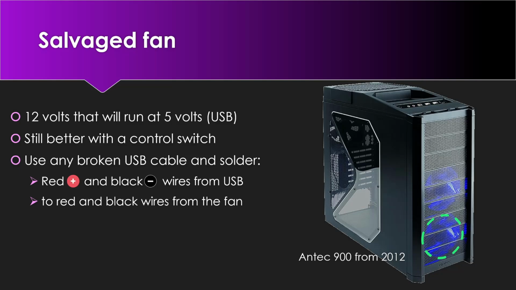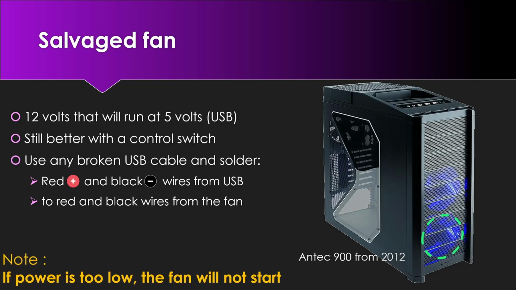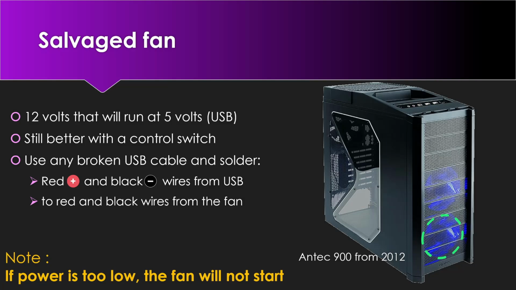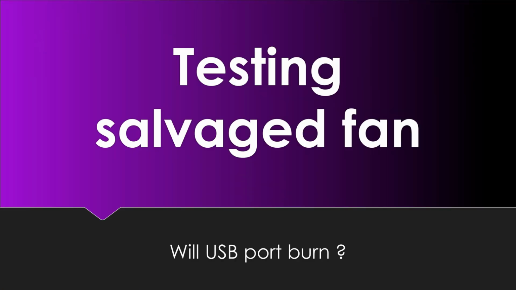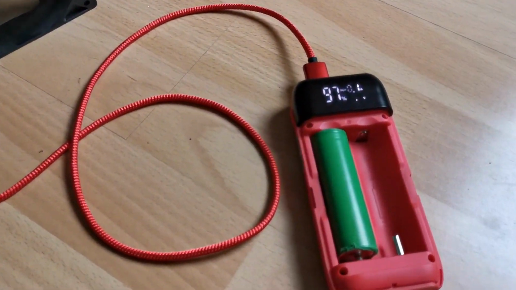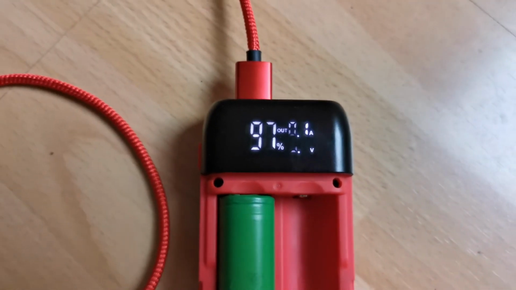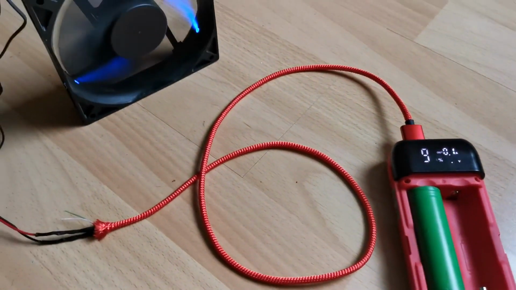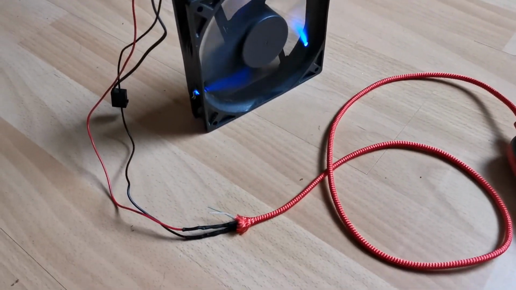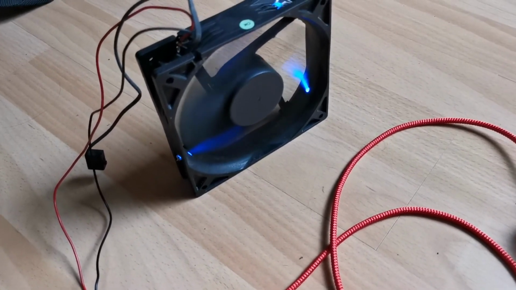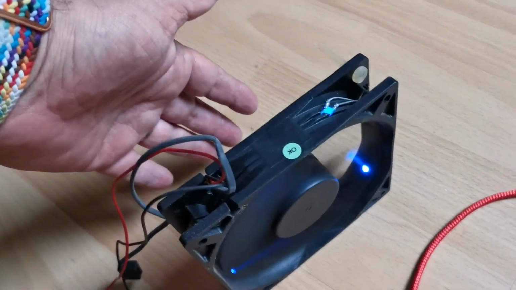So next, you need a broken USB cable, and you will solder the red and the black wires to the red and black wire from the fan. It's easy. Remember, if power is really too low, the fan will not start, so you must have at least some power for it to start. Let's try this. I connected it to a power bank, and as you can see, it's just about 0.1 ampere, so 500 milliamp. That's okay, and it's at full speed. Noise is okay, and it makes some wind.